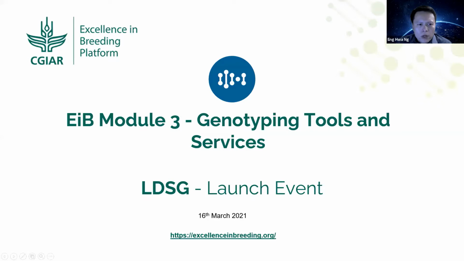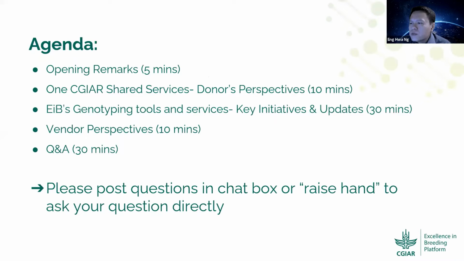So we have a pretty short four presentations today. Here's a slide on the agenda items we'll be going through. First, we'll start off with some opening remarks from Jan, our Excellence in Breeding Deputy Director, followed by a brief donor's perspective. Gary Atlin from the Bill and Melinda Gates Foundation will be sharing some of his perspectives on the One CGIAR shared services. And myself and my two colleagues from EiB Module 3 will be giving a high-level overview on the EiB genotyping tools and services, some key initiatives and updates, followed by a 10 minute vendors sharing, and then we'll end the webinar with a 30 minute Q&A session.